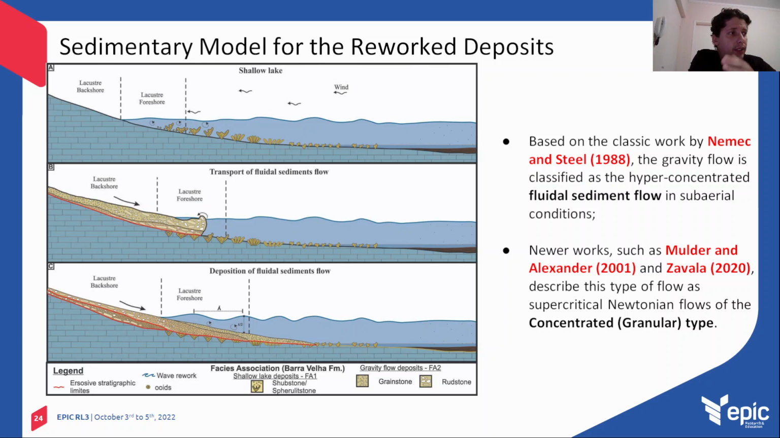Based on classical works like Nemec and Steel, the gravity flow is classified as a high concentrated fluidal sediment flow in subaerial conditions. However, newer works such as Mulder and Alexander, or Zavala, describe this type of flow as supercritical Newtonian flows of the concentrated or granular type.